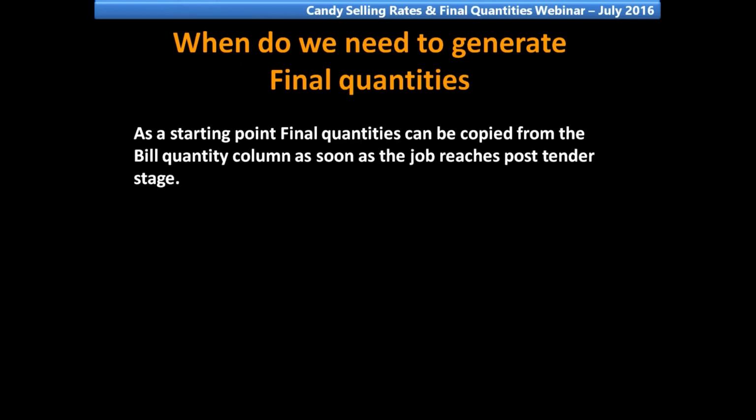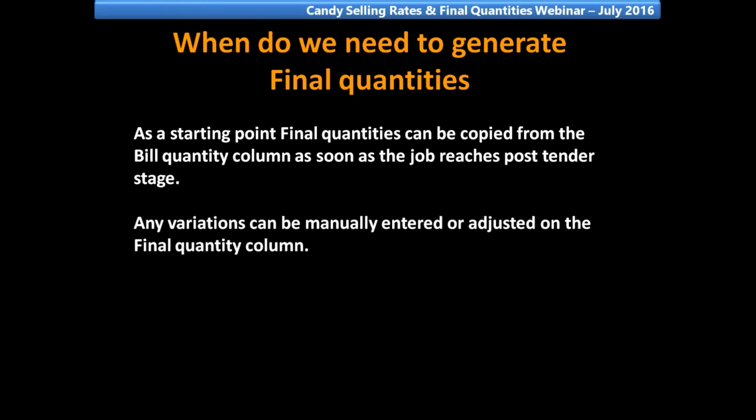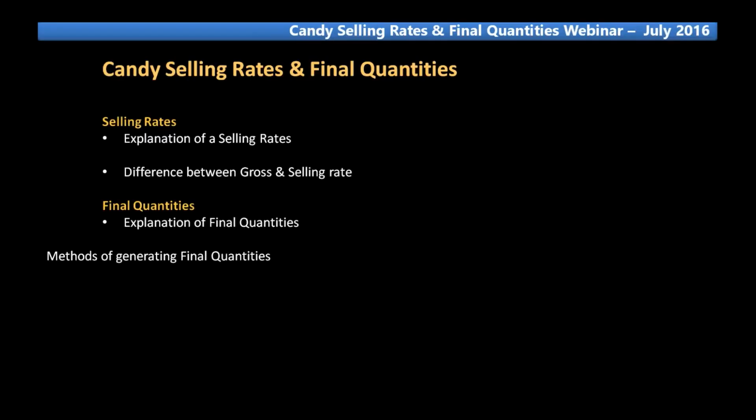When do we need to generate final quantities? As a starting point, final quantities can be copied from the bill quantity column as soon as the job reaches post-tender stage. Any variations can be manually entered or adjusted on the final quantity column. Second topic under final quantities, methods of generating final quantities. I will also use a PowerPoint explanation and demonstrate the examples in Candy.